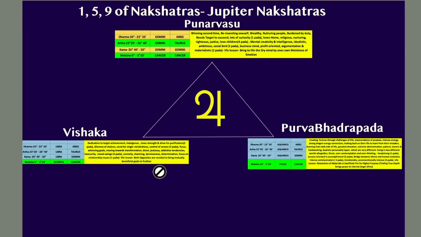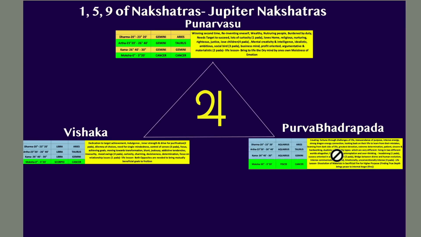Both opposites are needed to bring mutually beneficial goals to fruition. That's the life lesson of Vishakha. Where is it told in the last pada? Well, both opposites mean Scorpio is ruled by both Mars and Ketu. Mars is life-giving. Ketu is going towards dissolution. One goes towards life, one goes towards dissolution in Scorpio. Therefore, these people have to learn to balance both forces in order to achieve their goals and select a proper target, select a proper goal. That's Vishakha.